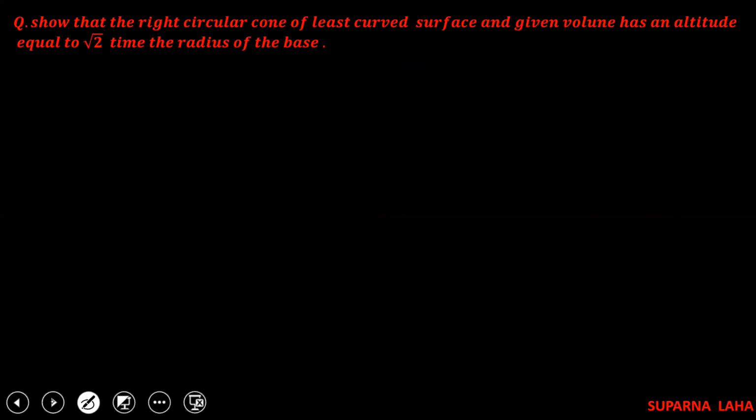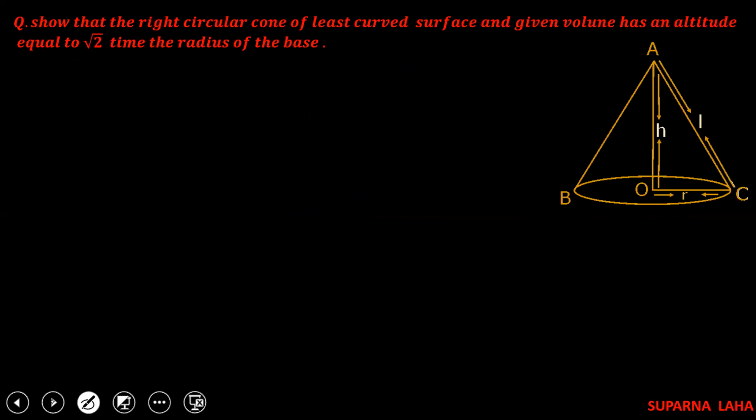Here is the next problem. Show that the right circular cone of least curved surface, that means the curved surface is minimum, and the given volume, that means volume is constant, has an altitude equal to root 2 times the radius of the base. That means we have to show this h is root 2 times r.